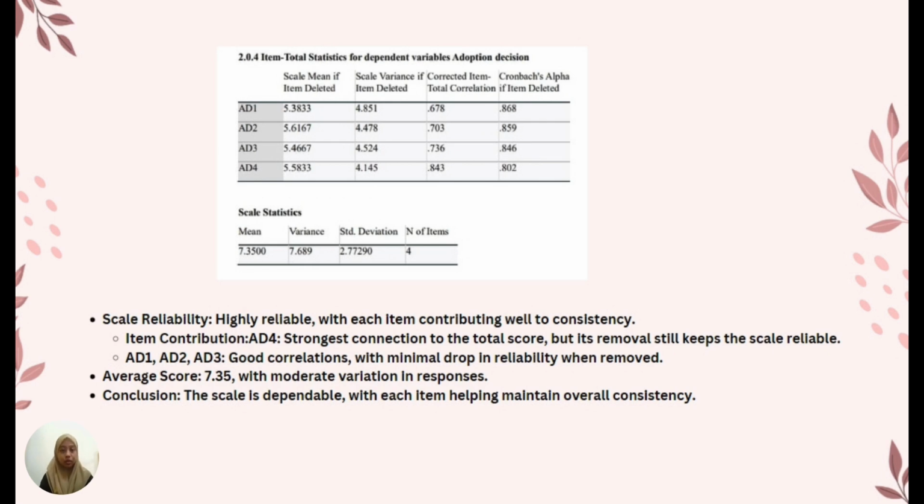And the item total statistics for the dependent variable, which is adoption decision. The scale is highly reliable, with each item contributing well to consistency. For item contribution, AD4 has the strongest correlation to the total score, but if removed the scale still remains reliable. AD1, AD2, and AD3 have good correlation with minimal drop in reliability if removed. Average score is 7.35 with moderate variation in responses. As you can see, the standard deviation for the dependent variable is 2.77290. The conclusion for this dependent variable is the scale is dependable, with each item helping maintain overall consistency.